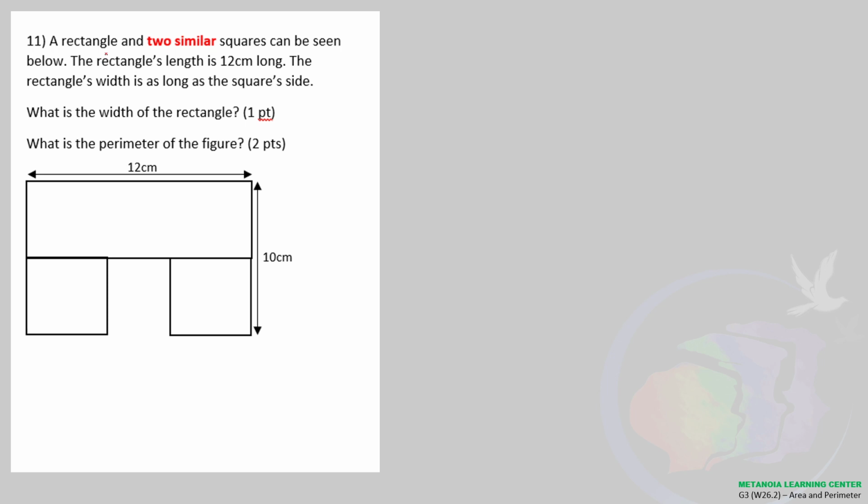Okay? Number 11, a rectangle and 2 similar squares can be seen below. The rectangle's length is 12 centimeters long. The rectangle's width is as long as the square's side. Okay. So, tingnan natin. It says here that the length of the rectangle is 12. Andyan na, given na yan. It also says there that the rectangle's width is as long as the square side. So, ibig sabihin, the measurement of this one is the same as this one.